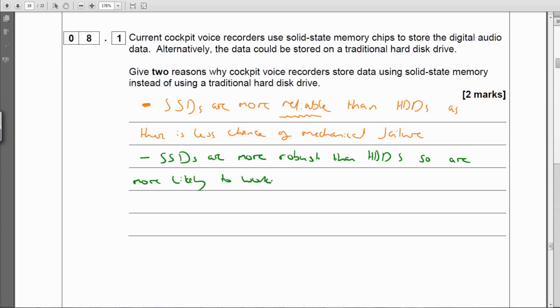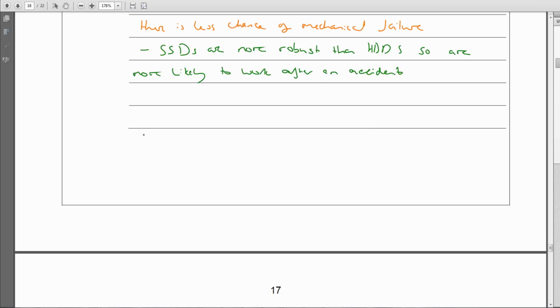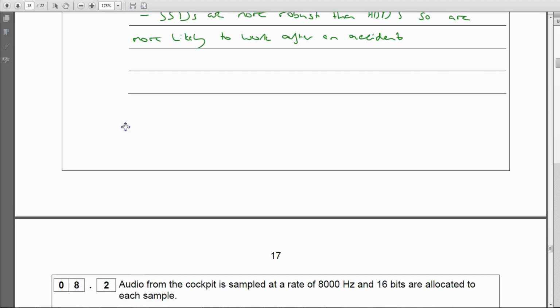So if there's been a plane accident, you don't want your data recorder to have broken. I mean, you might be able to recover data from a broken hard disk drive, but it's not ideal. Like I say, there are other reasons. The space one I mentioned is also perhaps that SSDs tend to use a lot less power than hard disk drives, so they're more efficient in that regard, and I guess that's quite important too. But we've got 2 marks there, hopefully.